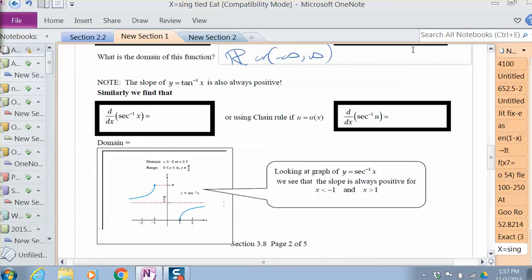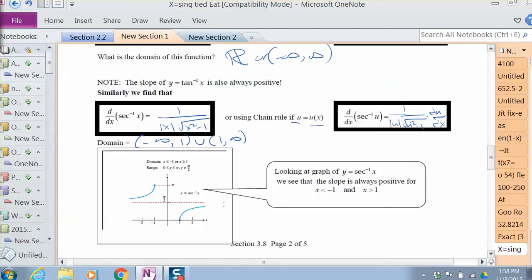Not going to quite go through the whole derivation for secant or inverse secant, but it'll be this. Or if you had some function u in terms of x, 1 over absolute value of u times square root of u squared minus 1 times derivative of u with respect to x. And the domain for that actually is from negative infinity to negative 1 and from 1 to infinity. We can't plug in 1 because then you have 0 on the bottom. So you want to be careful about that.